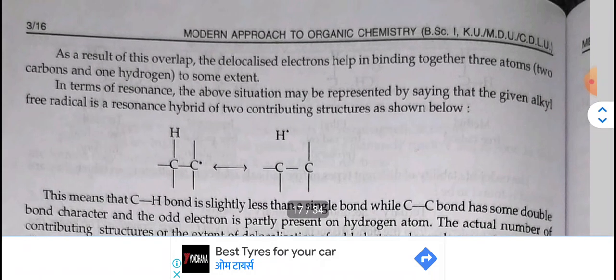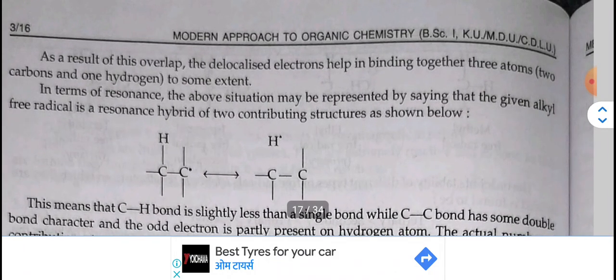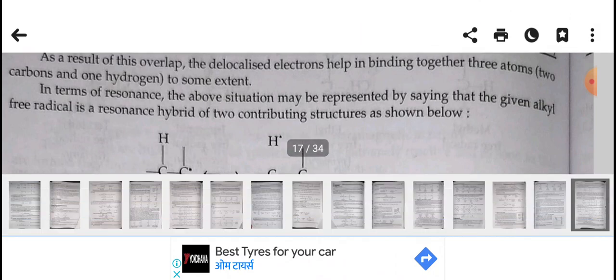As a result of this overlap, the odd electron helps in binding together three atoms, two carbon and one hydrogen, to some extent. In terms of resonance, the above situation may be represented by saying that the given alkyl free radical is a resonance hybrid, and two contributing structures are shown below.